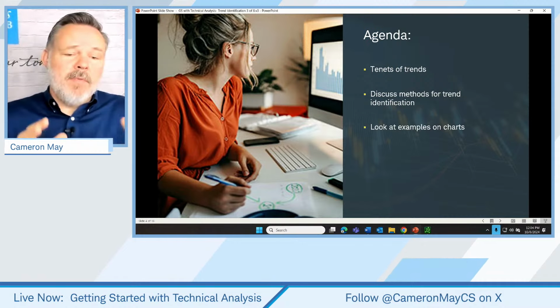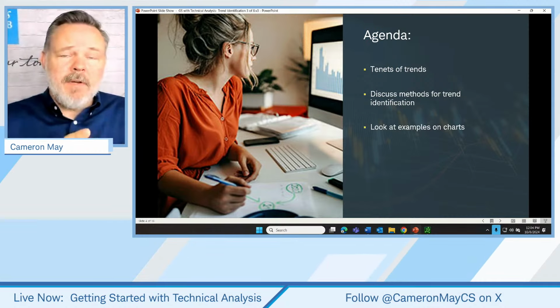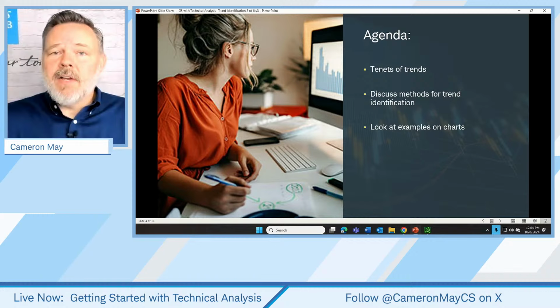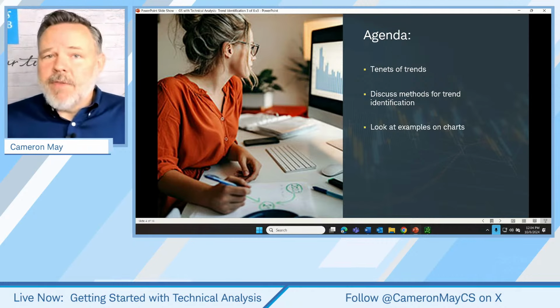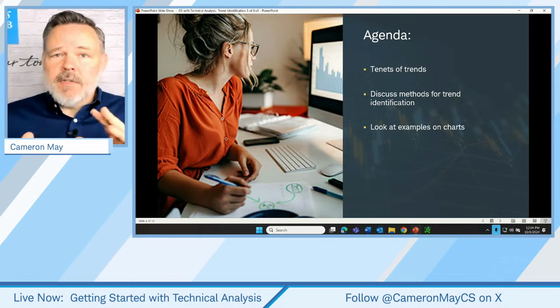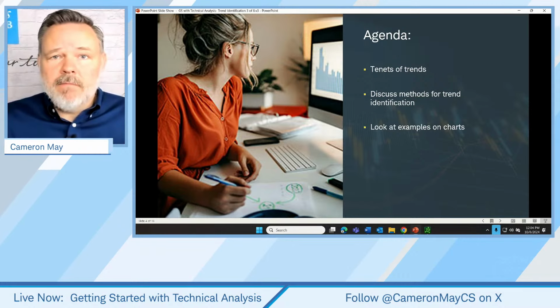Some traders prefer to bring their own expertise and their own experience to a chart and identify the trends for themselves. Others prefer to lean more on mechanical tools that generate a sort of an automated view of trends, for better or for worse. Neither of these approaches are perfect, right?